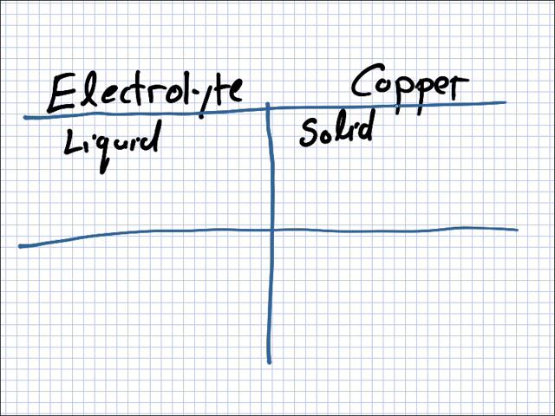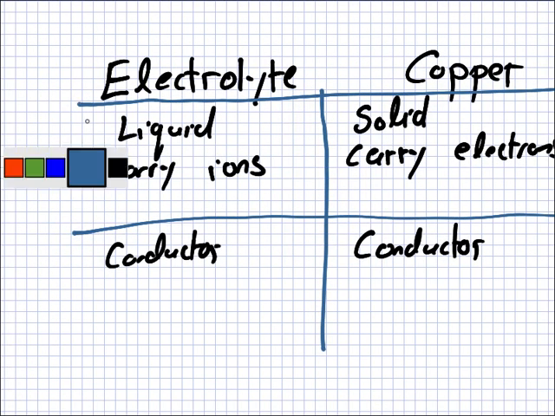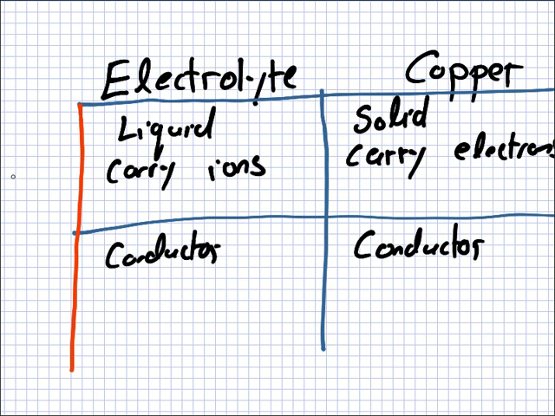What else, let's do something that's similar. Copper is a conductor. Electrolyte is a conductor. Okay. What else? Let's do something that's different. So copper can carry electrons, but an electrolyte carries ions. Okay. Let's give one more. Let's say something that's similar. So let me just mark this down here. This is difference, and this is similar.